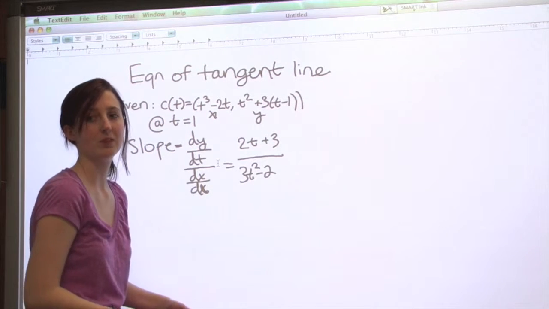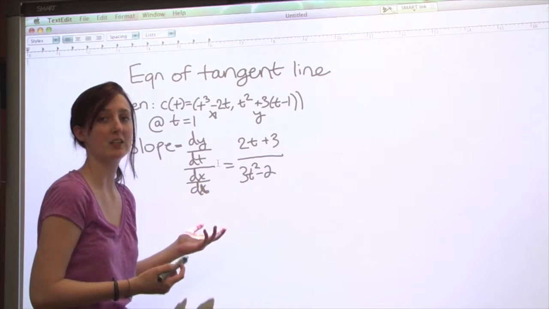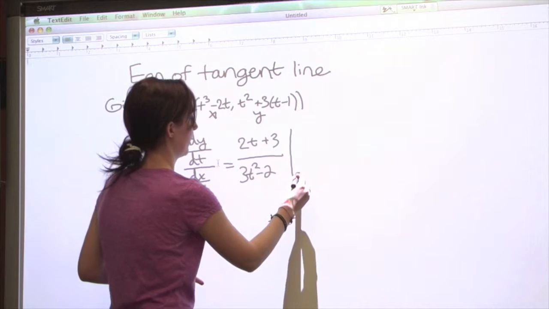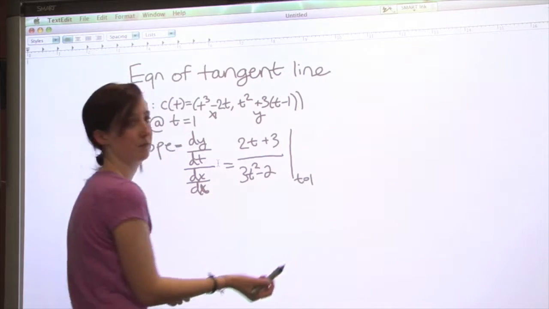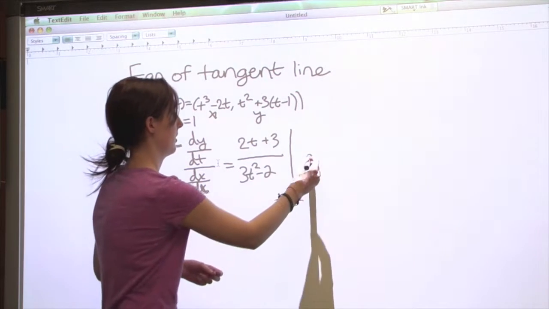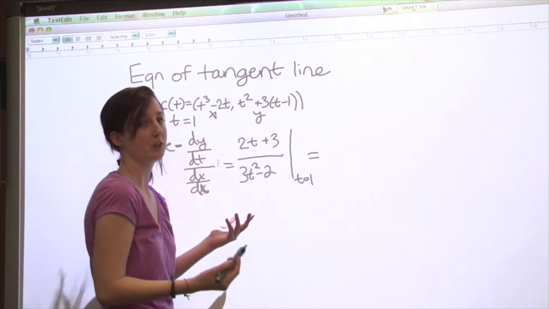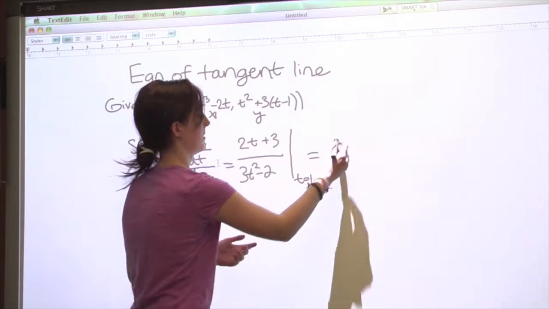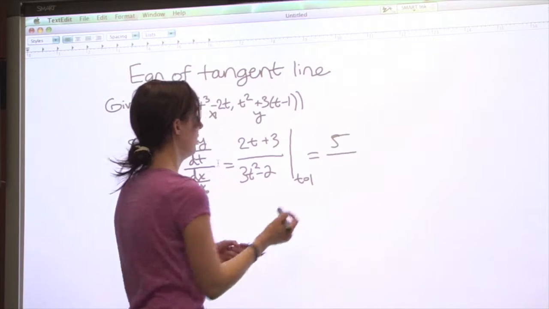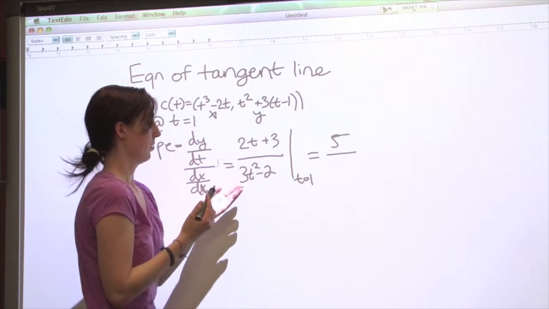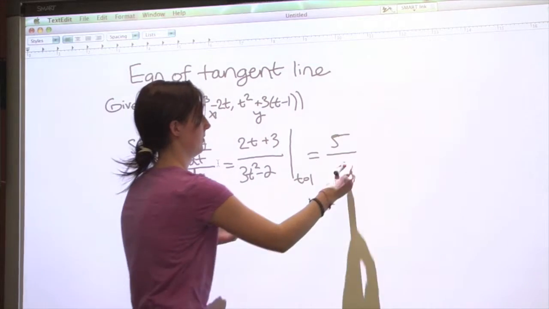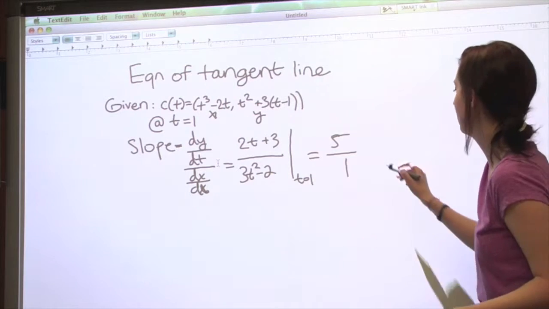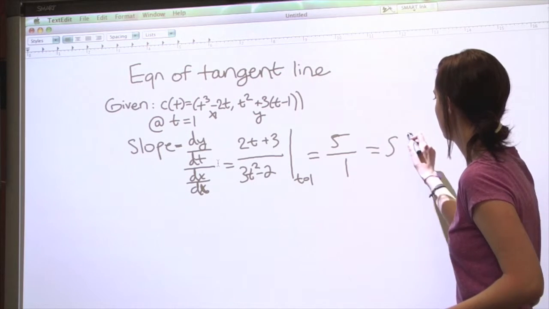Now, like I said, we're going to take this with respect to t. And at this point, t equals 1. So we're going to do t equals 1. To find that, we just plug in t. So we get 2 times 1 plus 3 is 5, all over 3 minus 2, which is 1. So, really, all this is 5.